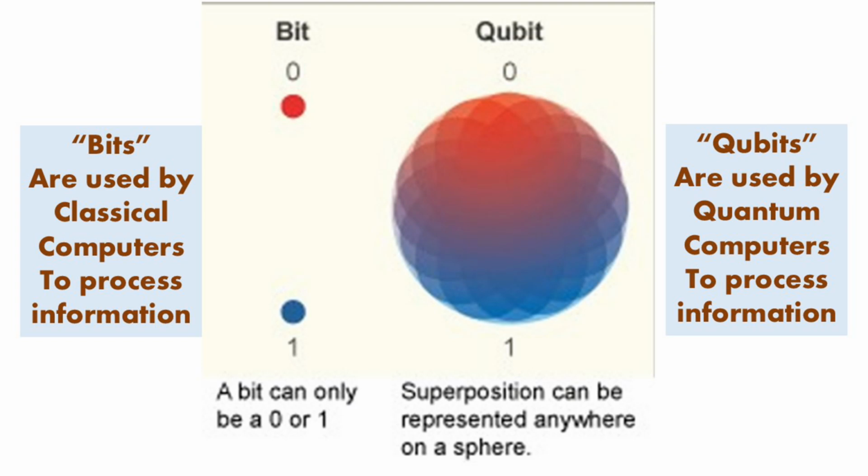What are bits and qubits, or quantum bits? Bits are used in classical computing. A bit can only be 0 or 1. So bits are the basic units of information that can separately be in one of two states, either 0 or 1. Qubits, which is short for quantum bits, are used by quantum computers. Qubits can exist in a state of 0 or 1. But qubits can be in a superposition of both states simultaneously. And the qubit superposition can be represented anywhere on a sphere.